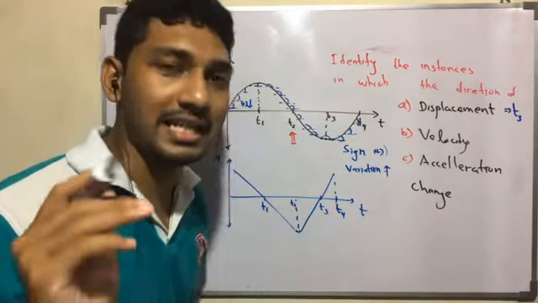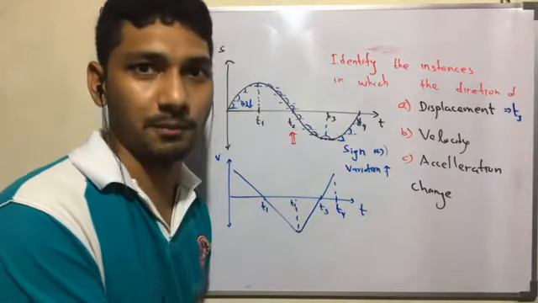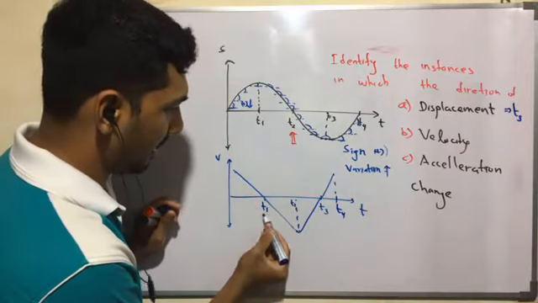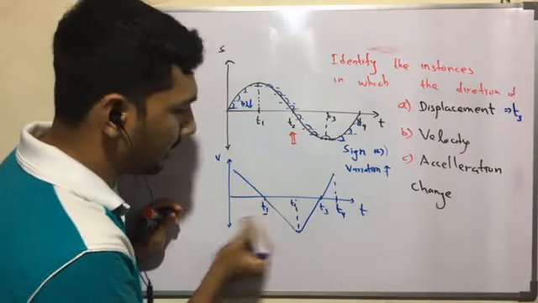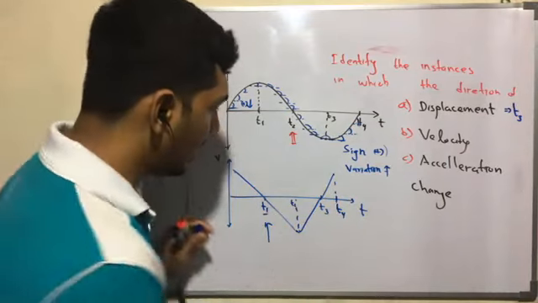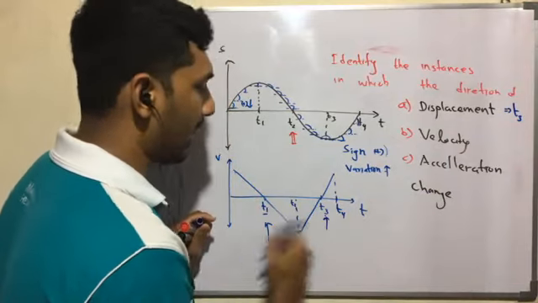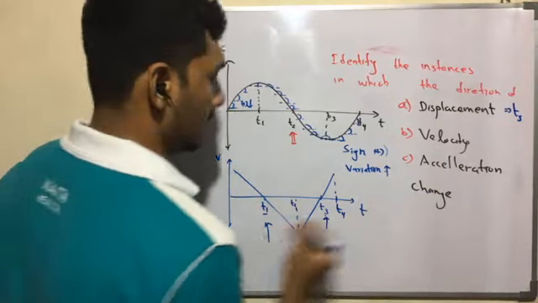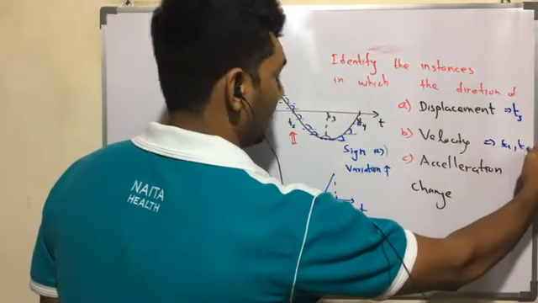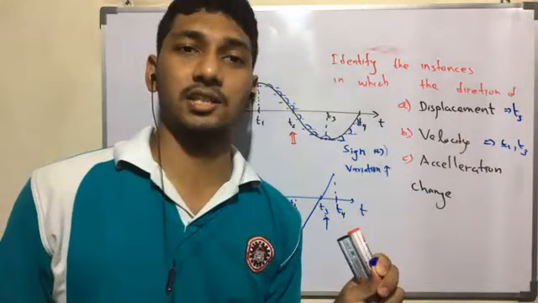So let's look at the instances where it goes from positive to negative or negative to positive. So if you see at T1, it's from positive to negative. So here it changes the direction. Here at T3, it is negative to positive. So there also it changes the direction. So at T1 and T3, the velocity changes direction.